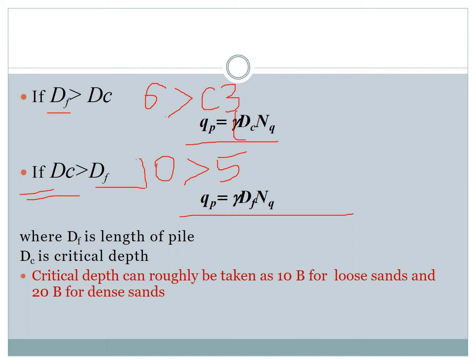Here Df is the length of the pile or depth of the pile, and Dc is the critical depth. The critical depth of a pile depends upon the angle of shear resistance, phi, of the soil and the width of the pile, and its value can be roughly taken as 10B for a loose sand and 20B for a dense sand. Okay, this is for the critical depth: for loose sand 10B and for dense sand 20B, because the critical depth depends upon the angle of shear resistance and the width of the pile.